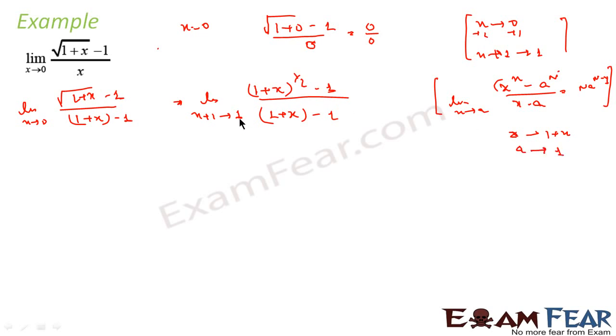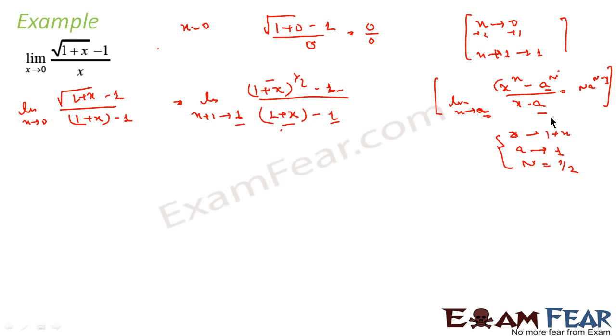So if you see, at all places, a is equal to 1 and x is equal to 1 plus x. This is 1 plus x, this is 1 plus x. And n, if you see, is nothing but 1 by 2. So we have all these values, x, a and n, correct? That's why we have written this in this form, because we wanted to use this formula. In this formula, x is tending to a, so here x plus 1 is tending to 1.